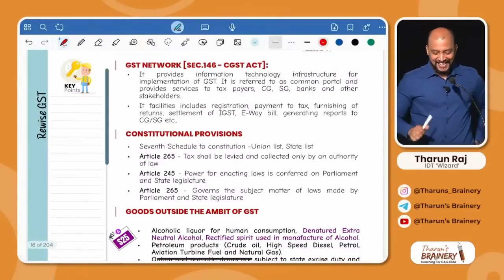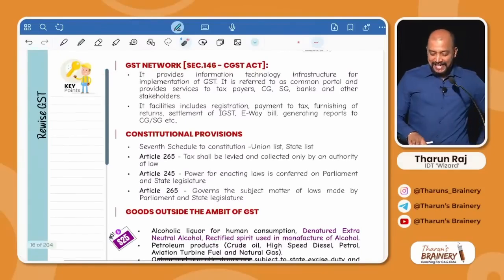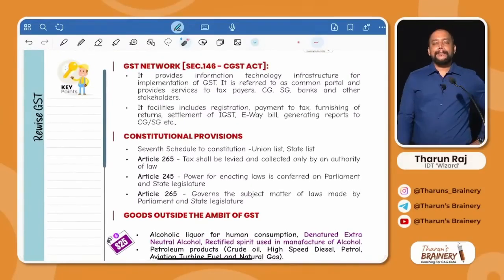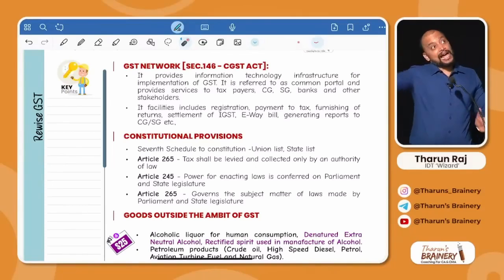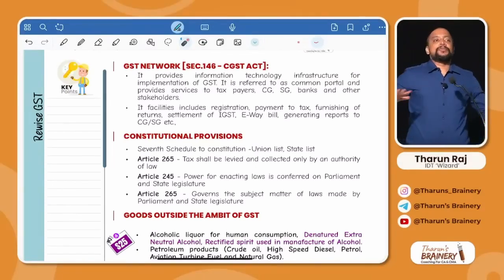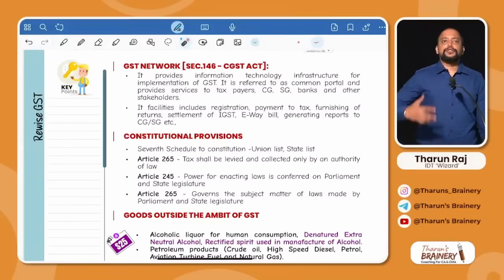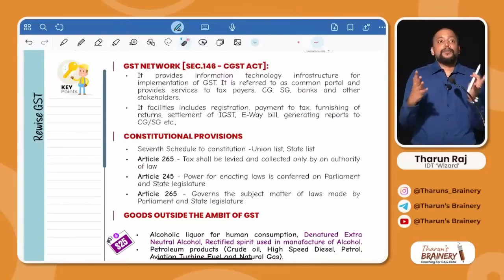Then, GST network. What is this GST network? Listen, one of the basic features that distinguishes GST from earlier indirect tax is that in GST everything is automated. Previously a lot of documentation was there. We needed to submit one form, multiple forms, manually go to the bank, fill in the challan and make the payment. Everything is now automated, computerized.